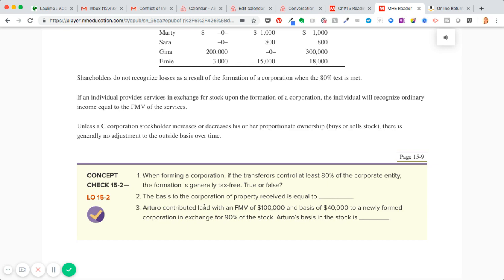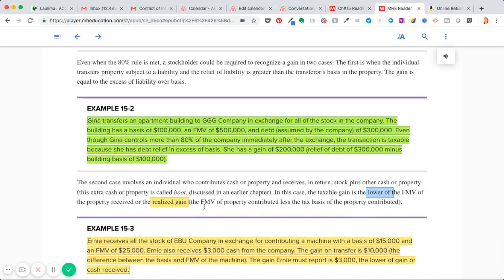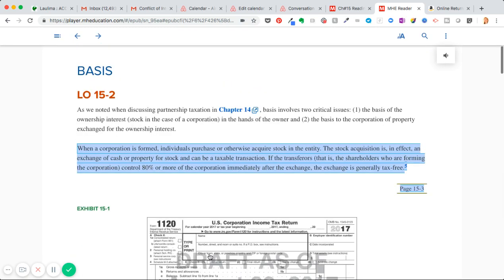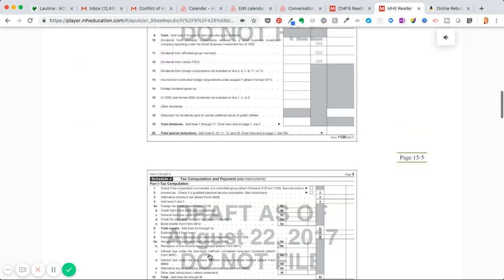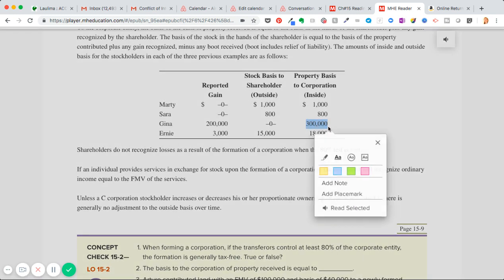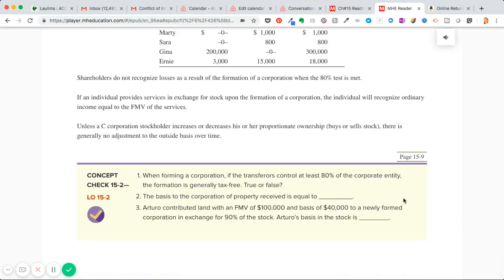The basis to the corporation of property received is equal to, remember, this is the same as with our property rules and with our partnership rules. So the basis is going to be what? The fair market value, right? The business has the fair market value, which should show us that here. Yes. So the property that Gina owned had a fair market value of $300,000, and that's the value to the business, $300,000. So they use the fair market value for the inside basis, the company's basis.